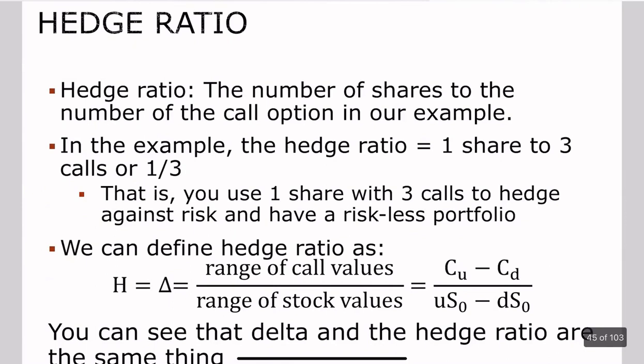Okay, because this is a hedging technique, we want to define the hedge ratio. Let's just define the hedge ratio in this example. So here, the hedge ratio is the number of shares divided by the number of calls in our example. It's a ratio, so there is a division. And in this division, the number of shares is the numerator, and the number of calls is the denominator.